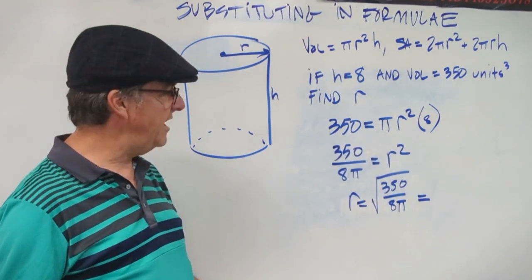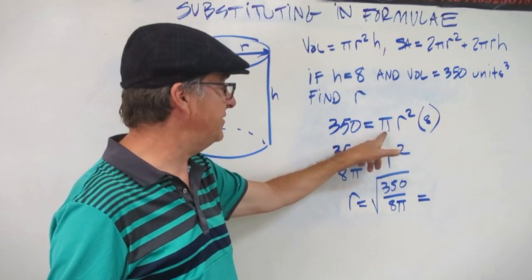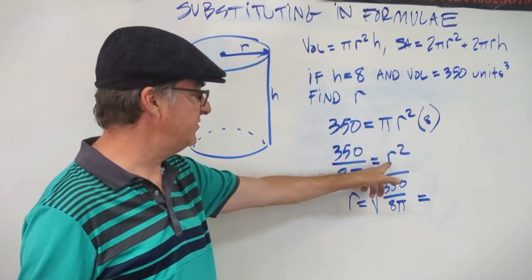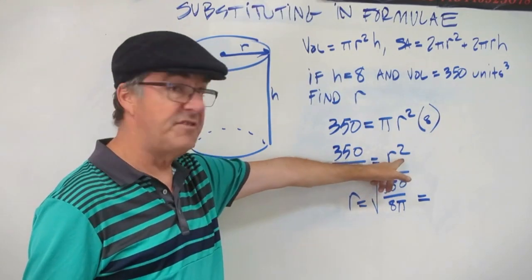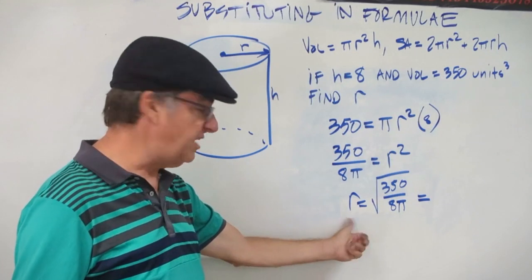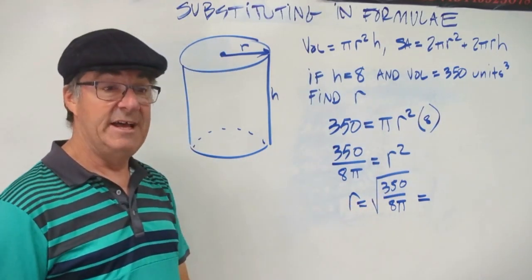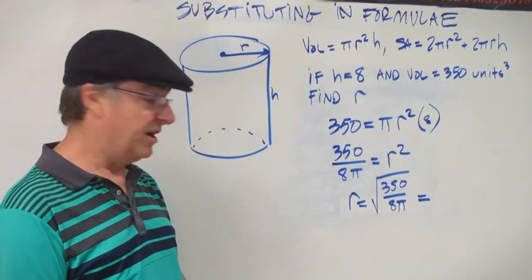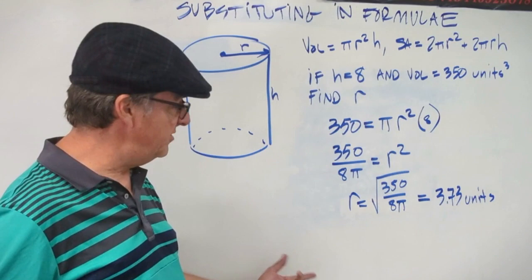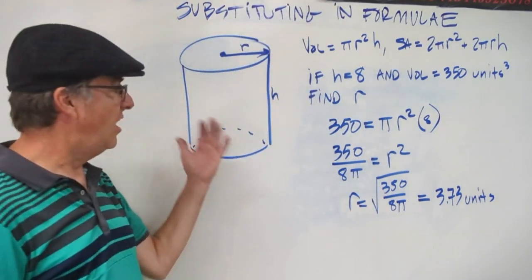All right, here's how I did that. To get r alone first, to get the r squared alone, I'm dividing through by 8 pi. So I have 350 over 8 pi equals r squared. To get the squared off the r, I have to take the square root of both sides. I switch the r to this side, so I have r equals square root of 350 over 8 pi. Now I'm going to get out my calculator and find out what r really is. Okay, when I crunch those numbers, I get 3.73 units for r.